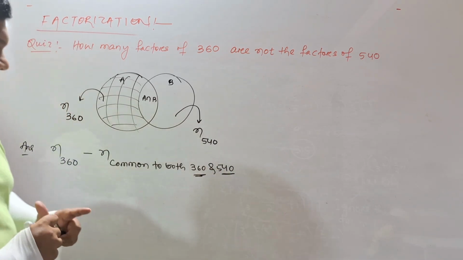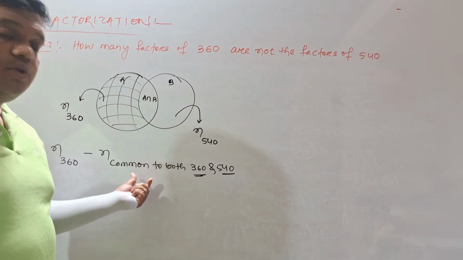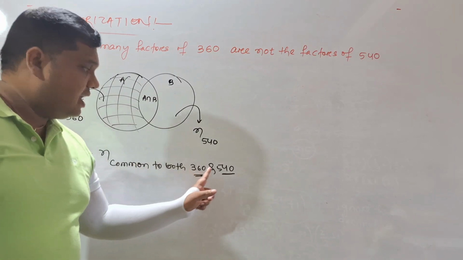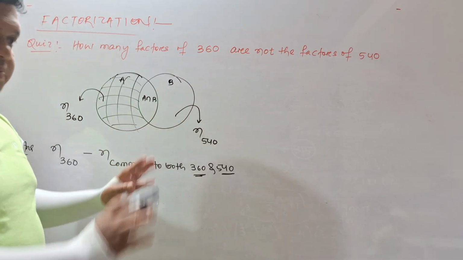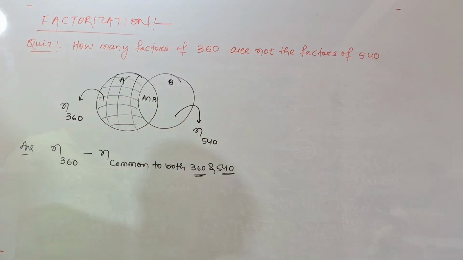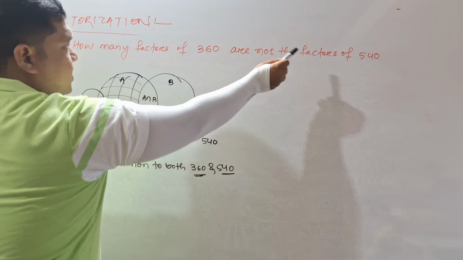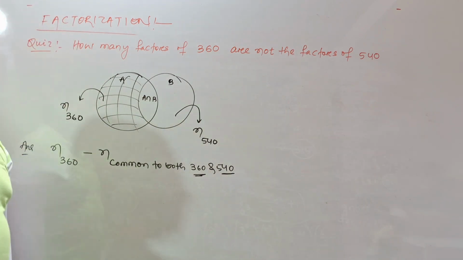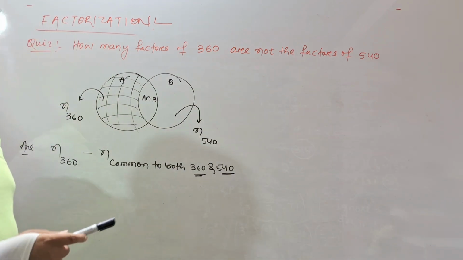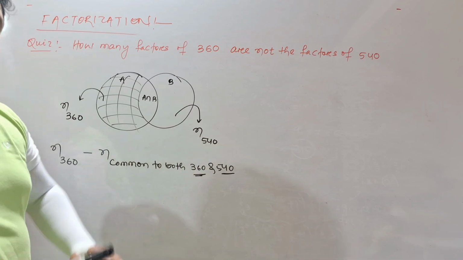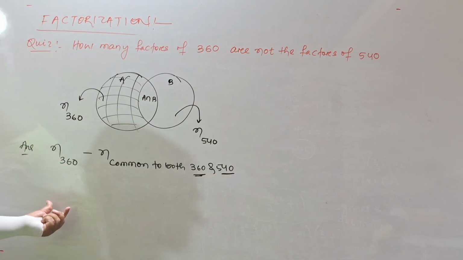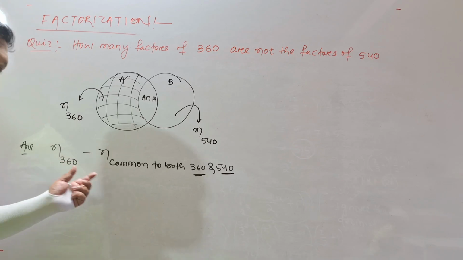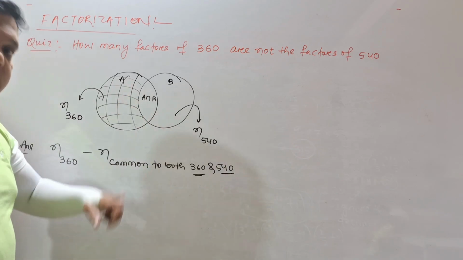Look, the previous question is different. The previous question is how many factors are common to both perfect square and perfect cube. There we consider the sixth power. That is different, and this question is different. Because here 360 and 540 are the values, but in the previous question we found 315 factors which are in perfect square form, and I consider the sixth power for the previous one.